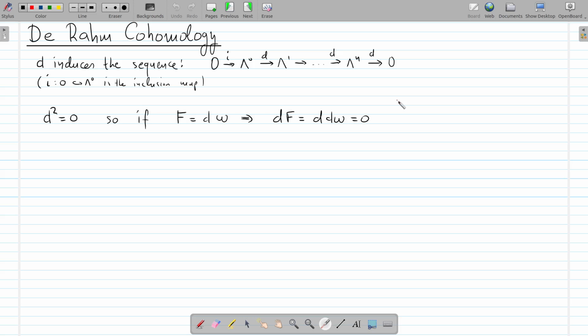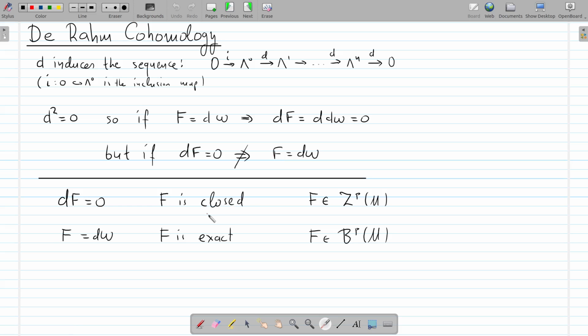As we have already mentioned, d is nilpotent. So if we have a p-form that is the d of a p-1 form, then it is trivial that its exterior derivative will be 0, because that would be the second derivative of omega. But the reverse is not true, which means that if df is 0, then it does not necessarily mean that there is a p-1 form whose exterior derivative gives f.